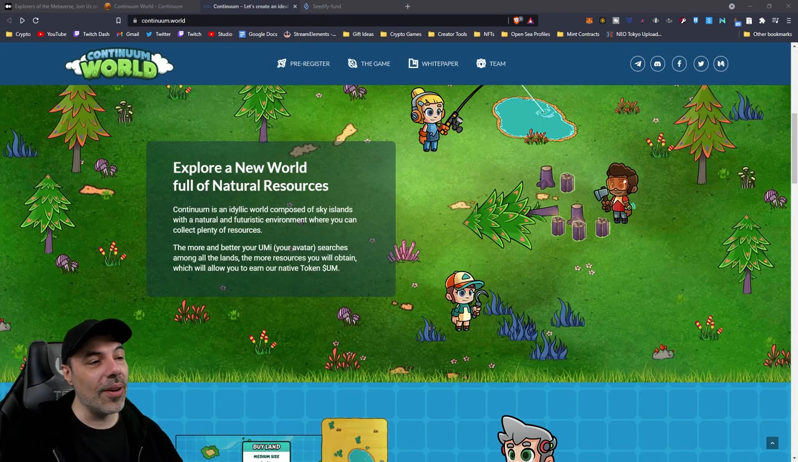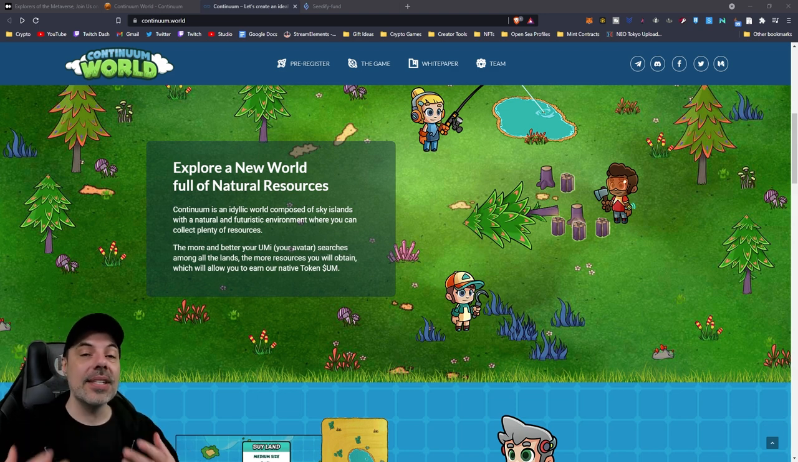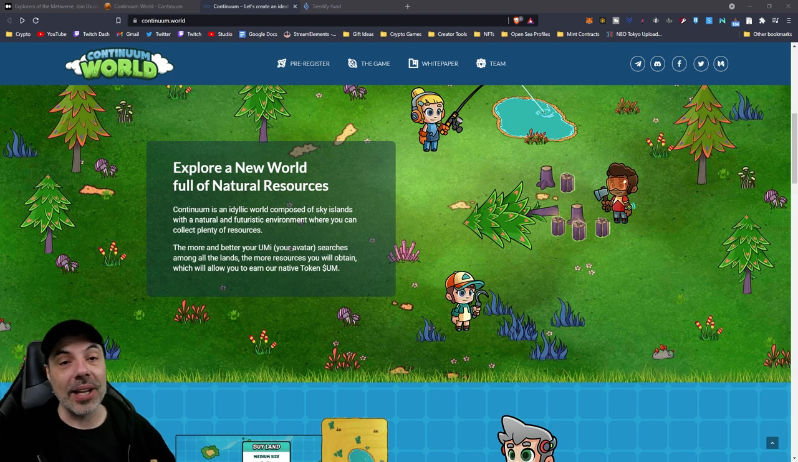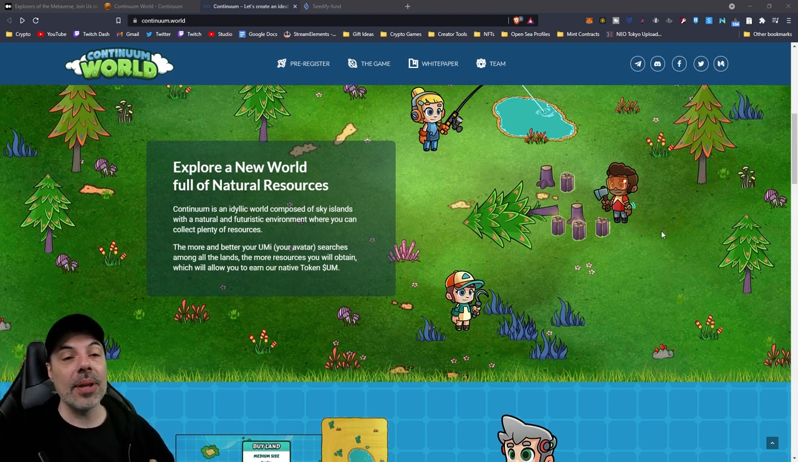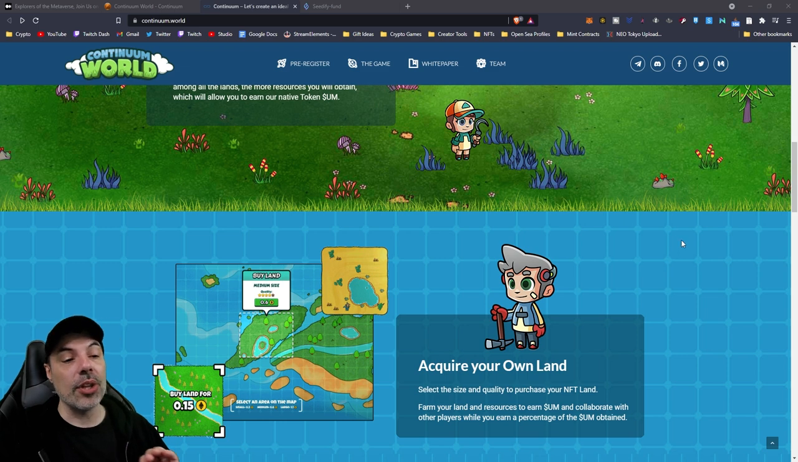So it says, explore the new world full of natural resources. Continuum is an idyllic world composed of sky islands with a natural and futuristic environment where you can collect plenty of resources. The more and better your Umi or avatar searches among all the islands, the more resources you'll obtain and which will allow you to earn our native token. So this is what I'm thinking: you're going to get access to better tools and stuff to mine different resources as you explore all of these floating islands.